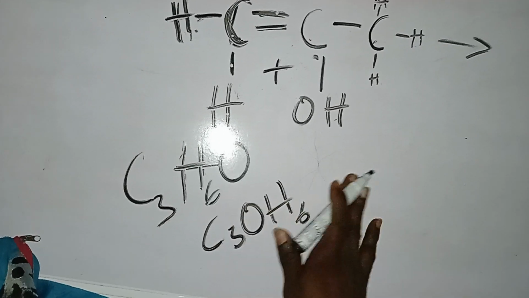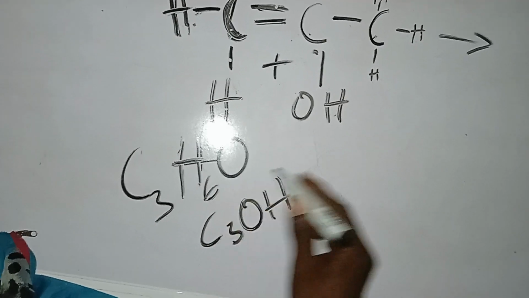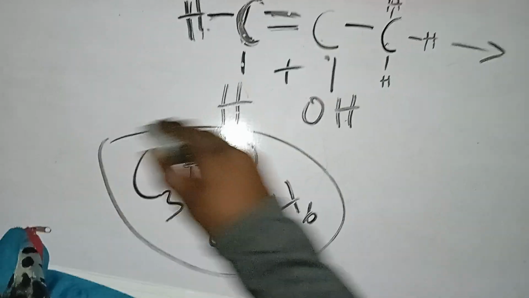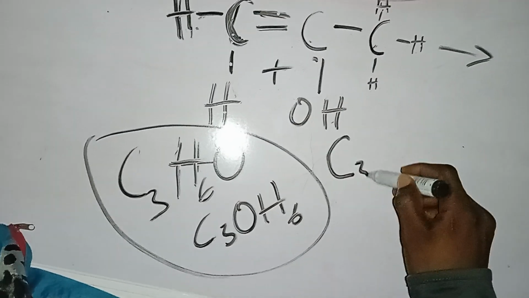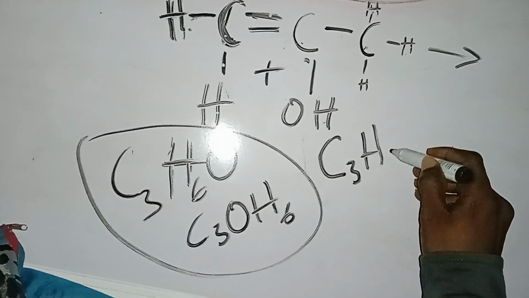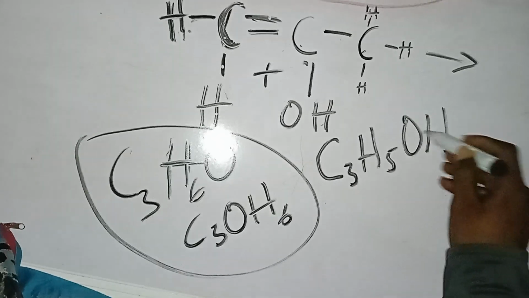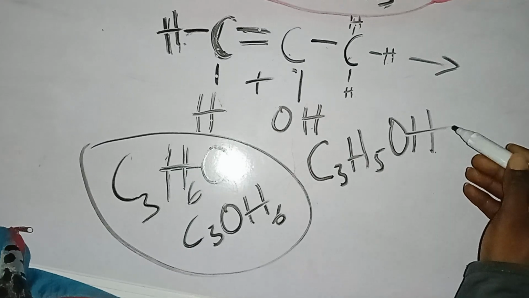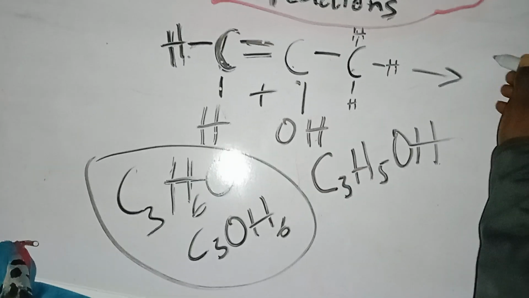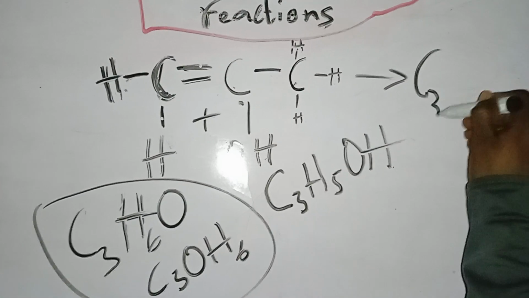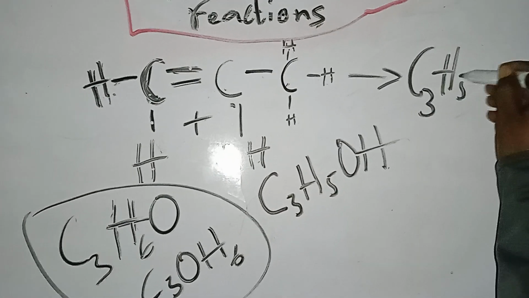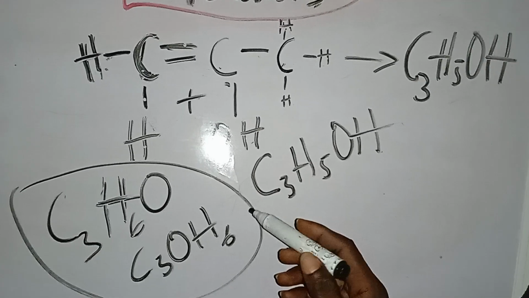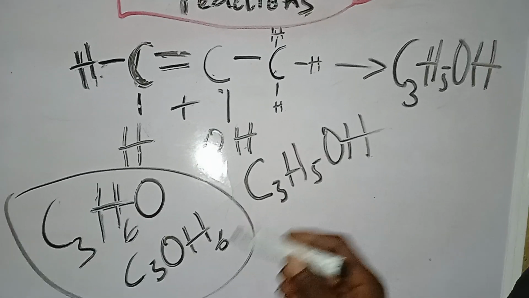So that is why in some cases you have this, in general terms, for the sake of chemistry, as C3H5OH. Yes, this is an alcohol. So this is the end product, C3H5OH. If you count it, you now know.